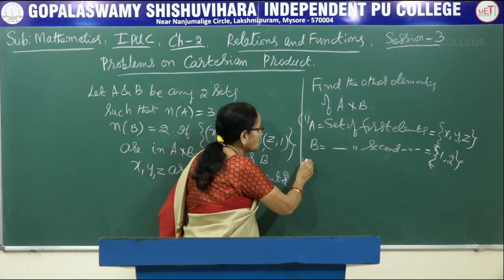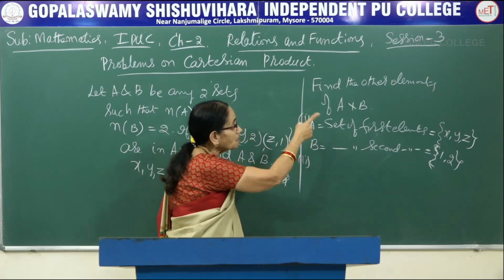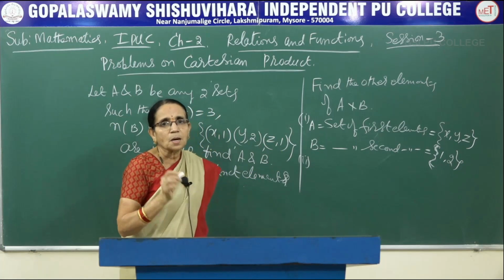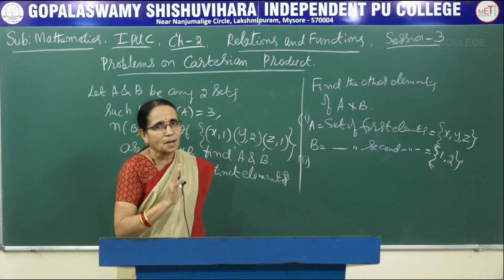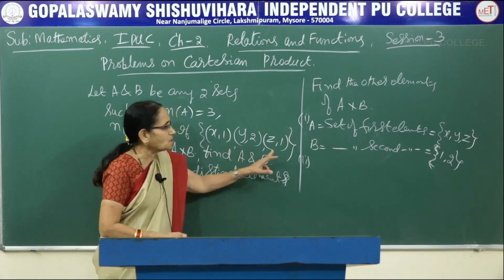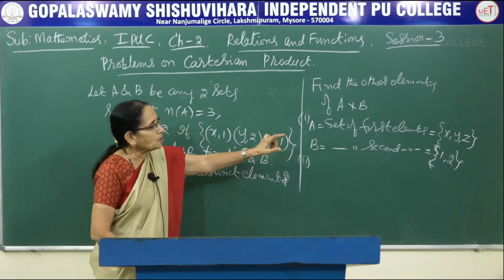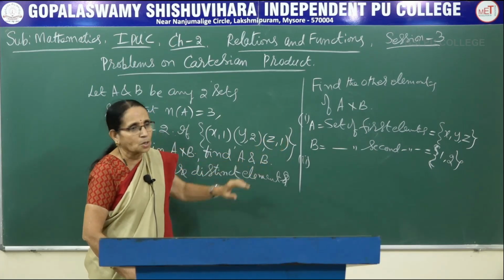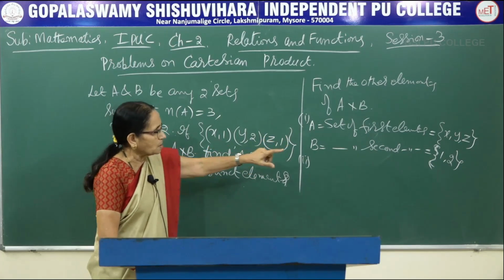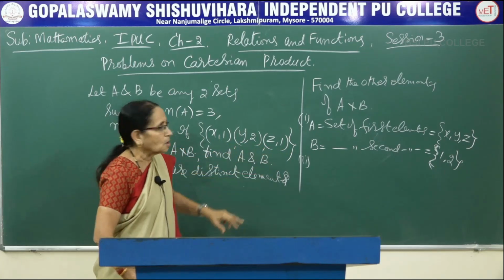What is the second part here? Find the other elements of A cross B also. Now, just now I told you there would be 6 elements. Only 3 elements have been given to us. That is, the first set is containing x, y and z. The second set is containing 1 and 2. Now, x with 1 is given. X with 2 is not there.